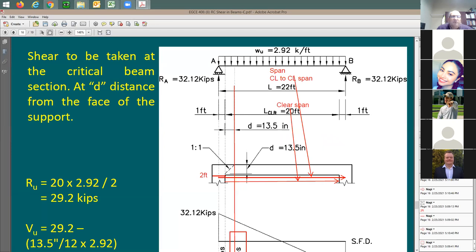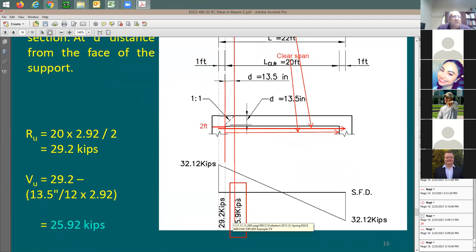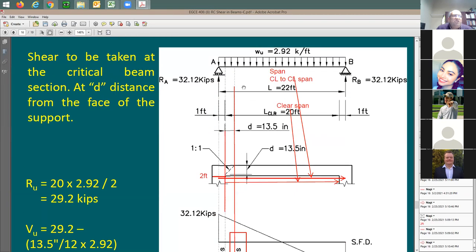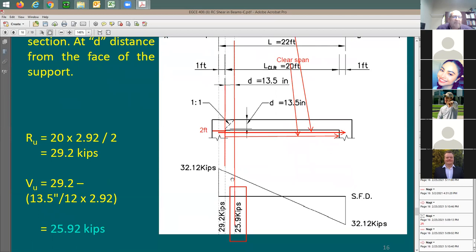So where's the face of support? Here's the support, the column, the face of column. The distance away from it is 13 and a half inches. I'll walk here 13 and a half inches to this critical section and find out how much the shear is at this point. So your shear demand V sub U is not going to be the reaction. It's going to be the shear at this point, according to this diagram.